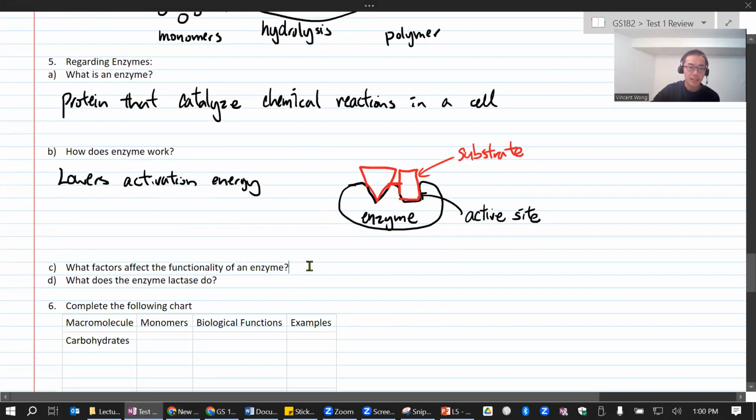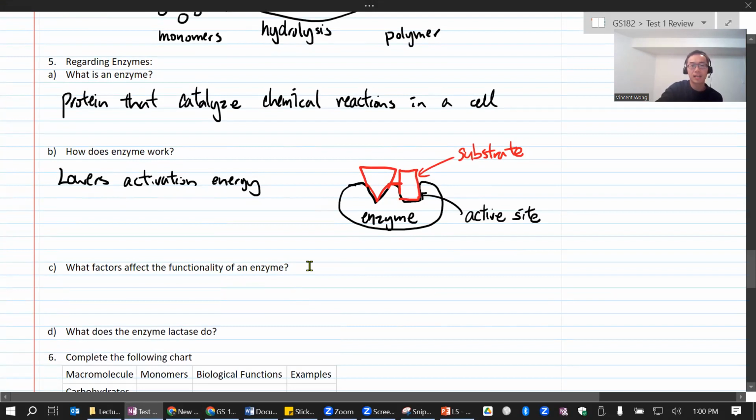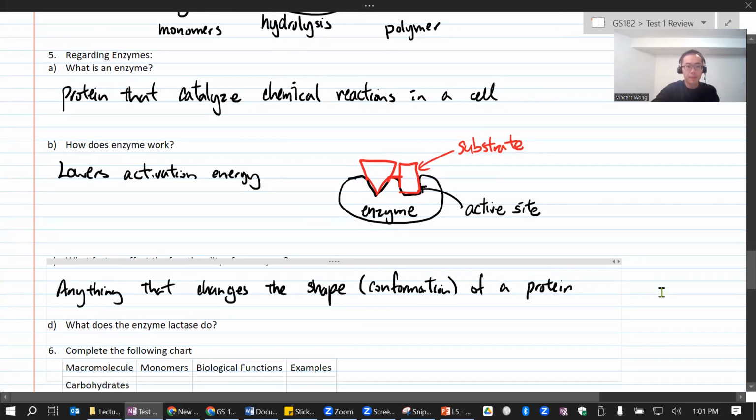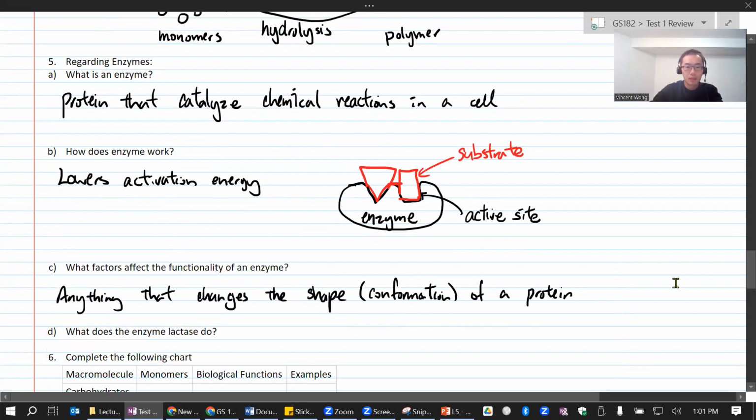What factors affect the functionality of an enzyme? Well, an enzyme is made of proteins, so anything that changes the shape, a fancy word for shape is conformation, anything that changes the shape or conformation of a protein is going to affect the function of an enzyme.